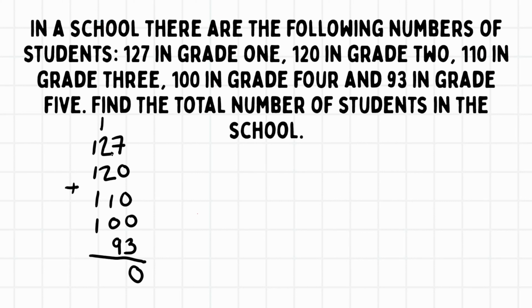1 plus 2 is 3, plus 2 is 5, plus 1 is 6, plus 9 is 15. So I can regroup the 15 like this. And my last column is easy. 1 plus 1 plus 1 plus 1 plus 1 is 5. So in total, there are 550 students at the school.